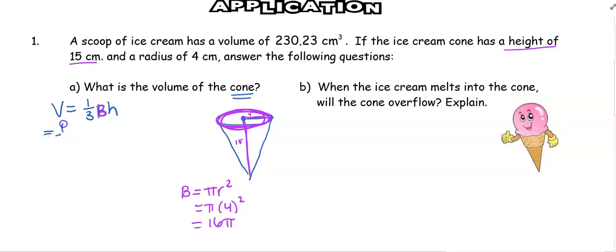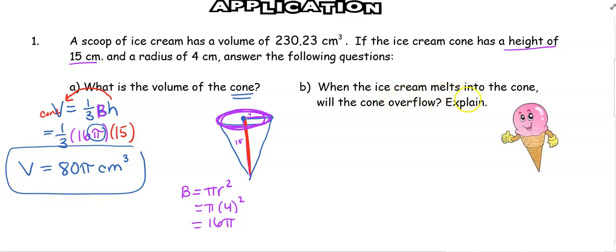So we have 1/3 times that base area, which is 16 pi, times h. And remember, this is the height of the formula that we're in, and we're in the volume of a cone. So we're looking for the height of that cone, which is going to be 15. So 1/3 times 16 times 15. Remember, we're not going to put pi in our calculator because it'll give us decimals, and we don't want that right now, which is going to be 80 pi centimeters cubed.